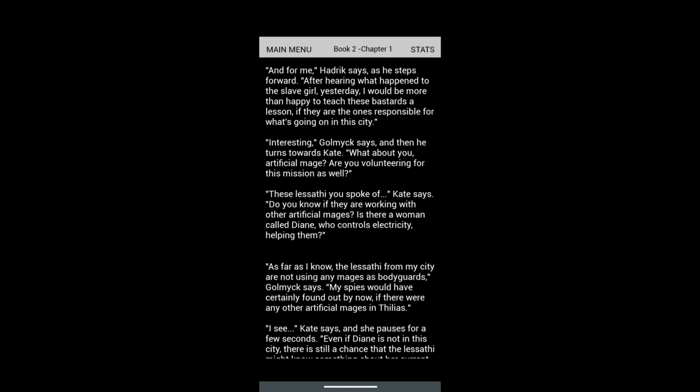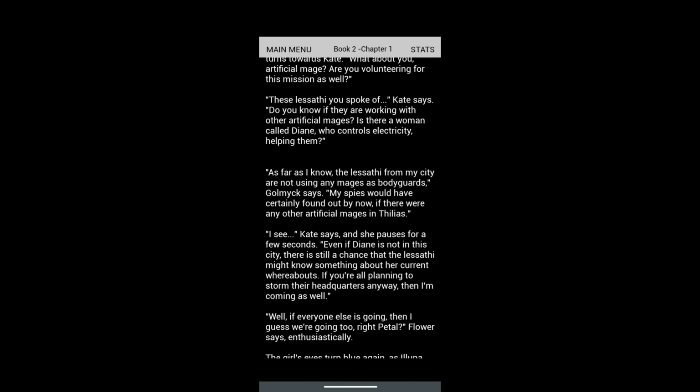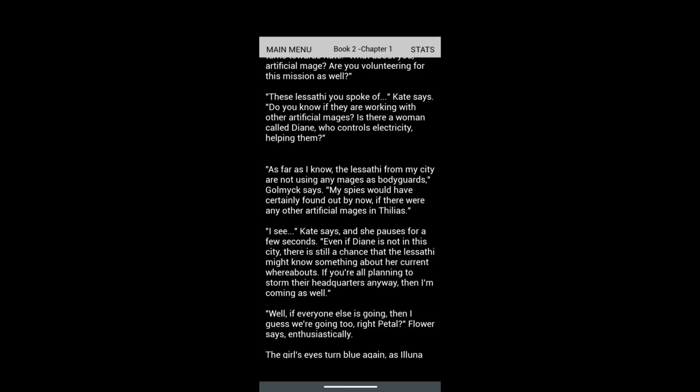These Lasethi you spoke of, Kate says. Do you know if they're working with other artificial mages? Is there a woman called Diane who controls electricity helping them? As far as I know, the Lasethi from my city are not using any mages as bodyguards, Golemak says. My spite would have been certainly found out by now if there were any other artificial mages in Thelius.